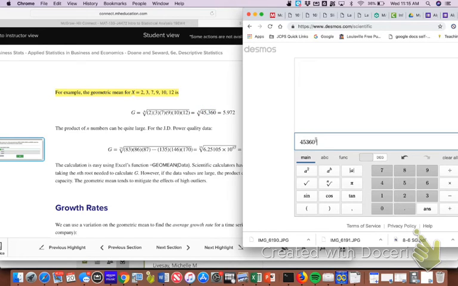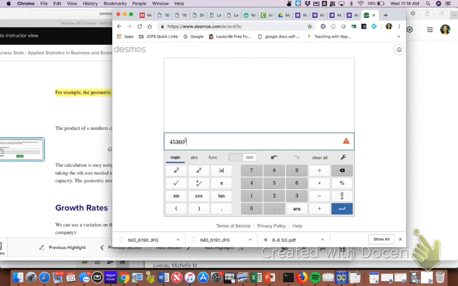Now that we've raised it, we're going to hit the fraction button that I have over here. Sorry, there's my fraction. 1 over 6 power. Hit answer.